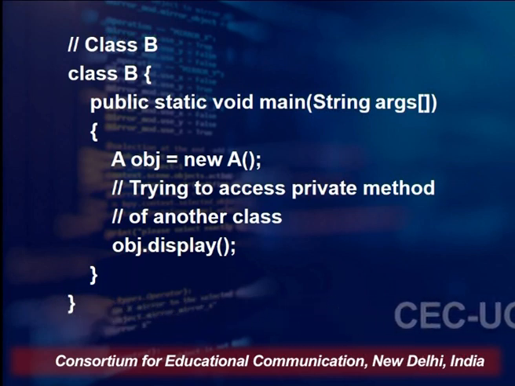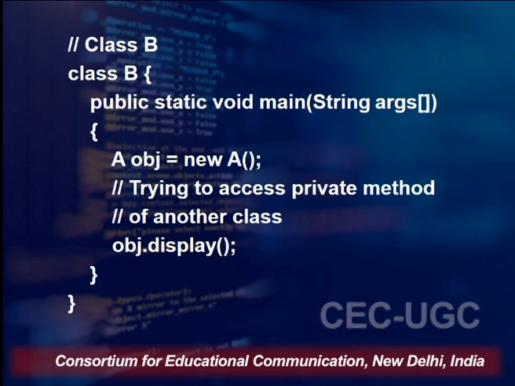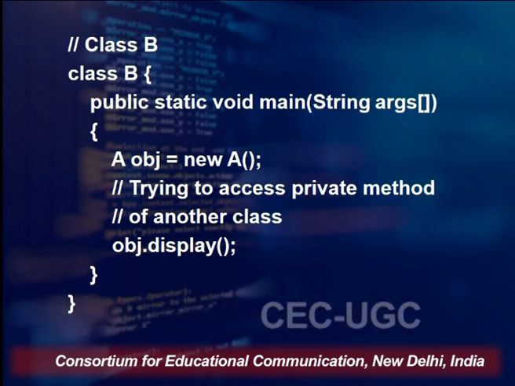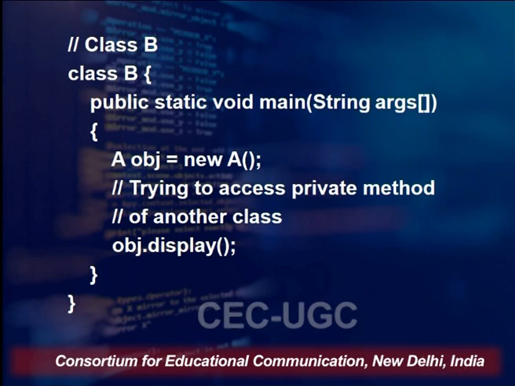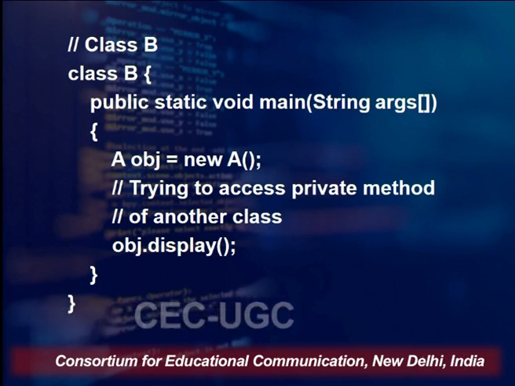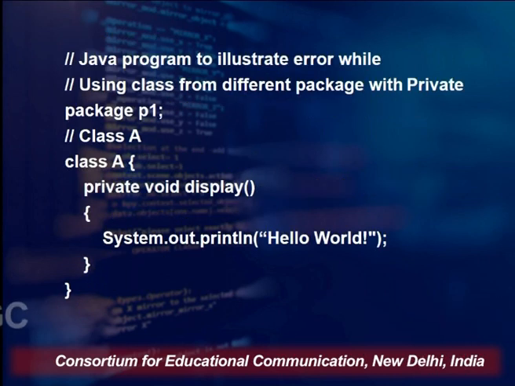So for example, an object of class A with the name obj is being created, and the statement goes like this: A obj = new A. This is a statement which we have already used many, many times for creation of an object. So the object has been created, fine, and why are you able to create this object here?